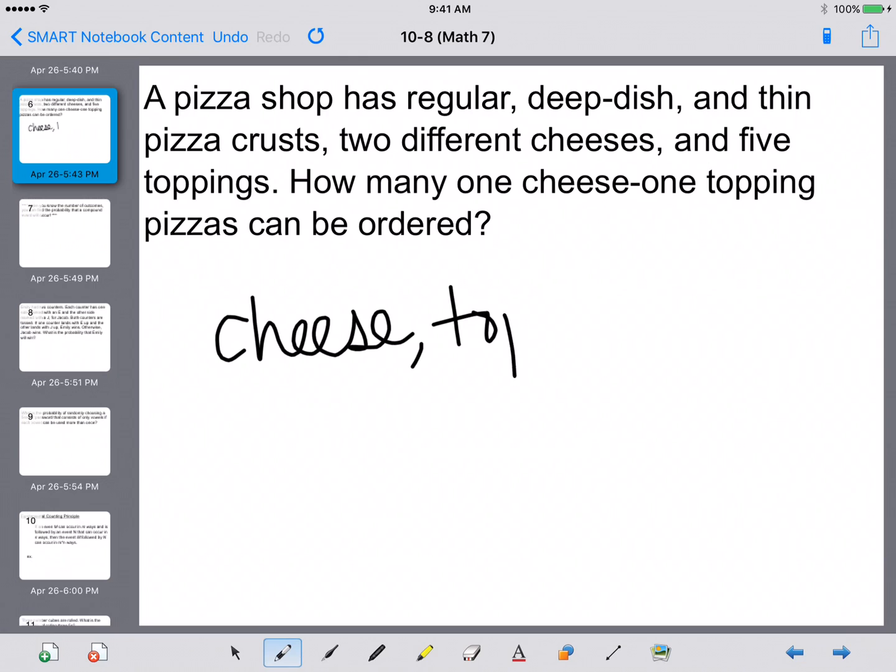toppings. Where is Sarah? Do you want to say hi to the class? Oh, hi. I'm doing a video right now. I'm going to keep it going.